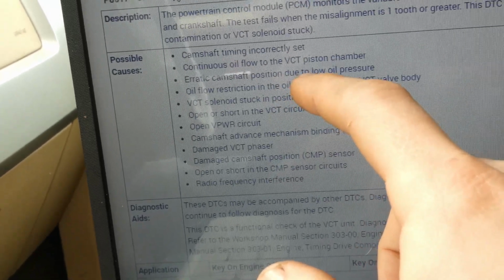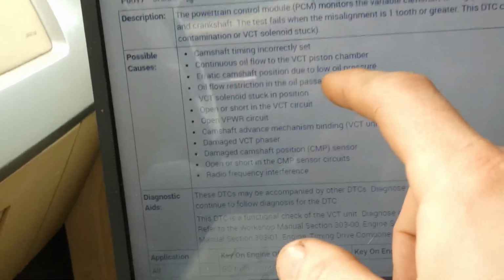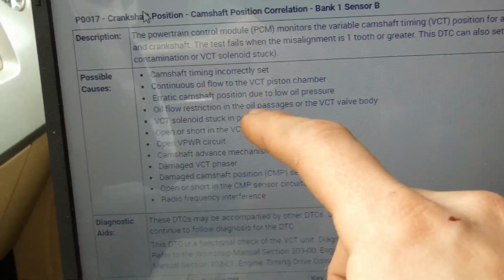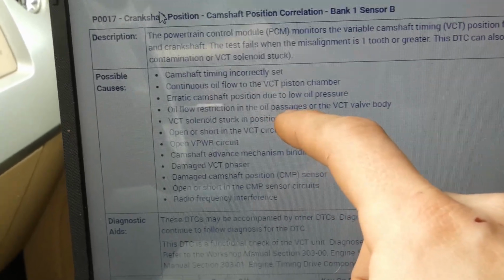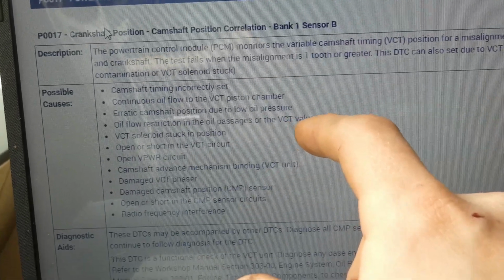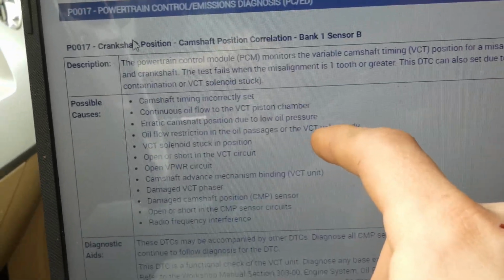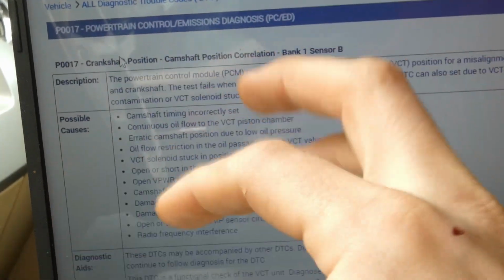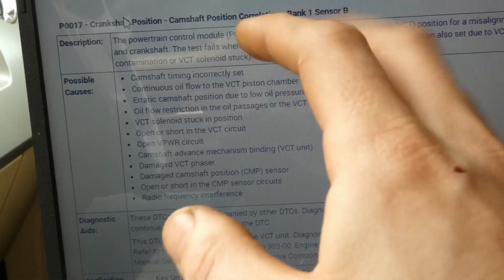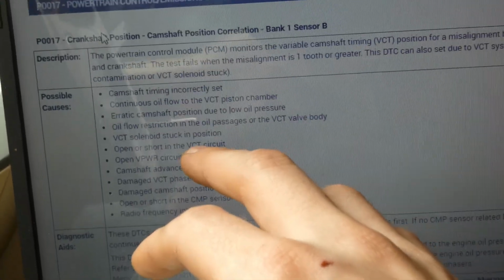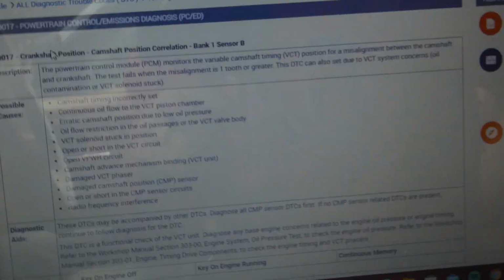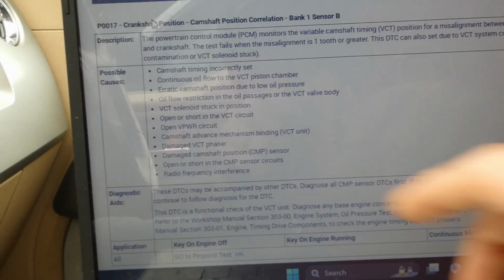Erratic camshaft position due to low oil pressure. I am going to check that. We'll check it before we crank it up. Oil flow restriction in the oil passages of the variable cam timing valve body, which would be the cam phaser. VCT solenoid stuck in position, which we already ruled out. Open or short in the VCT circuit. That is a possibility. We'll look into that.